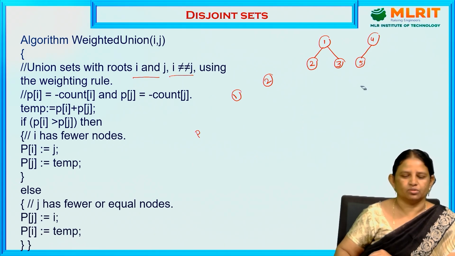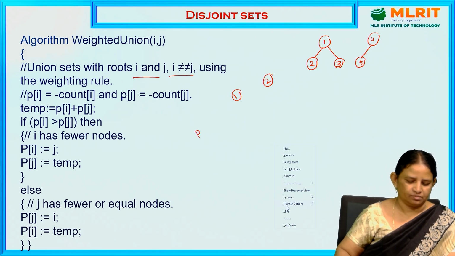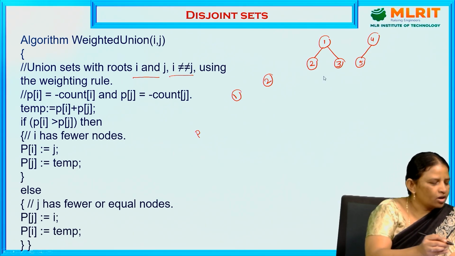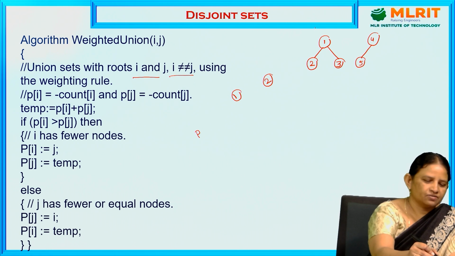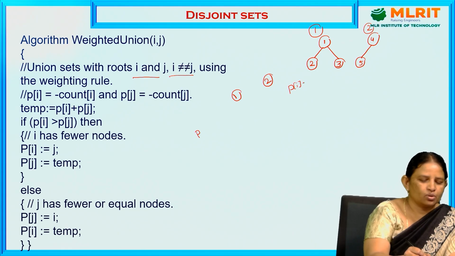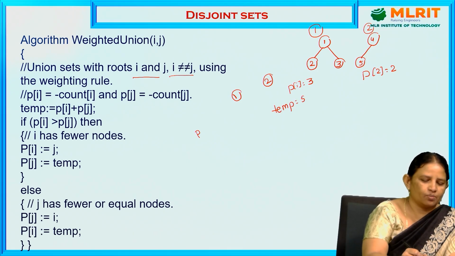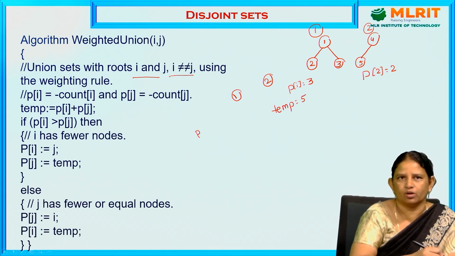We need to remove this node, so only 2 nodes. So p of i, this is the first tree and this is the second tree. p of i means the count of i, that is the total number of nodes in the first tree, which is 3. Next, p of j means the second tree's node count, that is 2 nodes are present. temp equals p of i plus p of j. That means the total number of nodes is stored in the variable called temp.